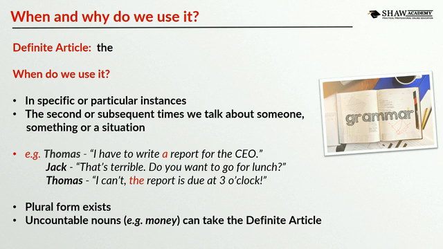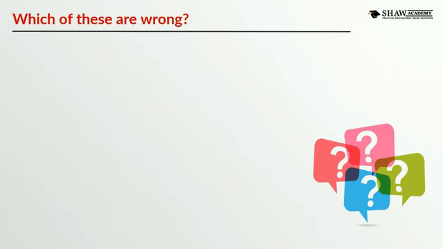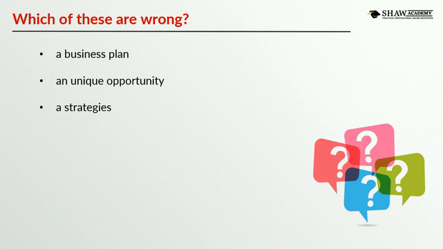So, you may have all known about the articles, but did you know about all of those little rules in which we use them? I hope you could all get something new from that. If not, just refresh what you had learned already. So a question to make sure, guys. Which of these are wrong? A business plan, an unique opportunity, a strategies, a hospital, an entrepreneur.